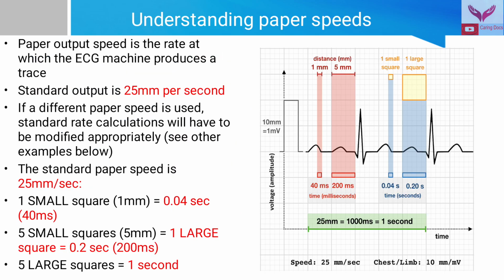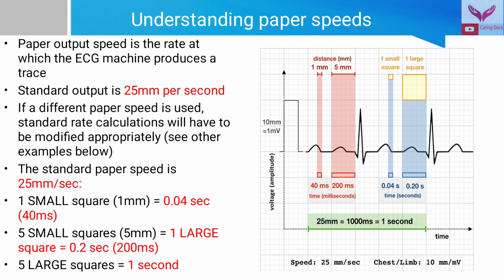Before calculating the heart rate, we have to remember that the standard output for the ECG paper is 25 millimeter per second. If a different paper speed is used, then the rate calculation will have to be modified appropriately. Whenever the standard paper speed is 25 millimeter per second, one small square, that is 1 mm, is equal to 0.04 second, or 40 milliseconds.